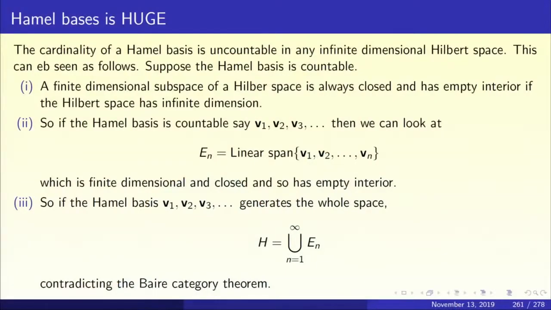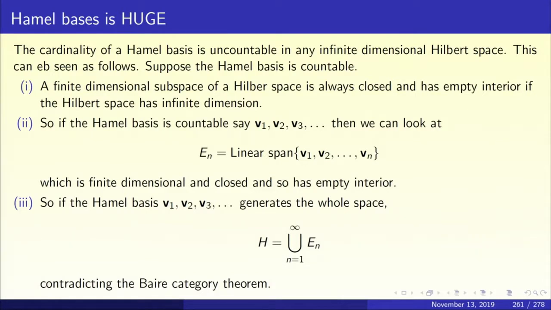Now, why is it that Hamel basis is not particularly useful? Hamel bases are huge entities. The cardinality of a Hamel basis is uncountable. It will have as many elements as there are real numbers. The cardinality, in short, is the cardinality of the continuum. This is not going to be used by us, and therefore we shall not give a detailed proof of this. What I will do is, in this single slide, give you a sketch of the main points involved in the proof. So, this can be seen as follows.